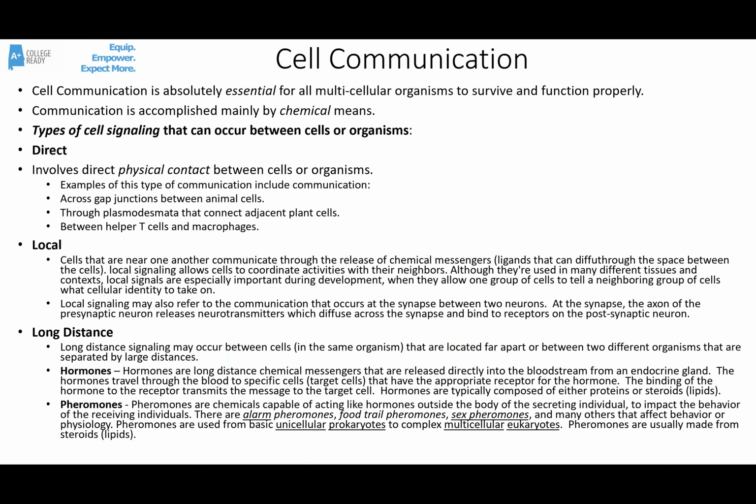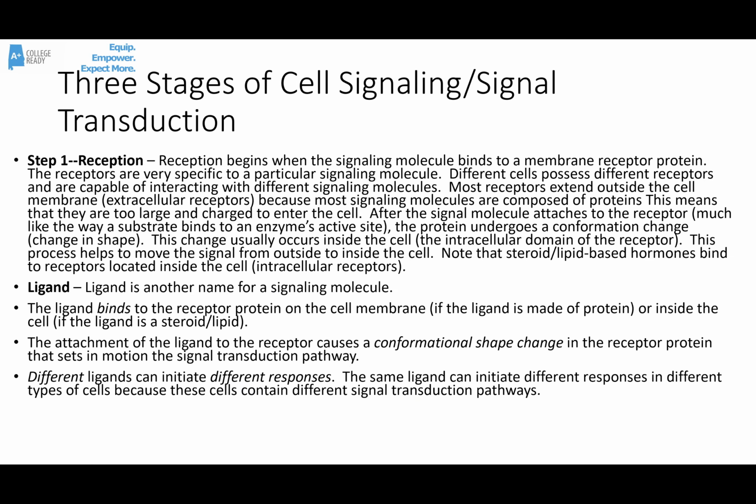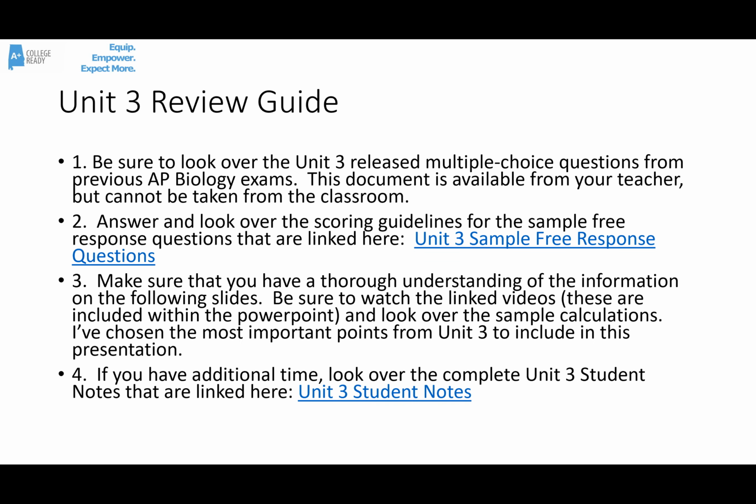So now let's talk about Unit 3. Unit 3 is the cell communication unit. Now let's look at a Unit 3 review guide first. As I've said in the previous two units, the most important thing you can do is look over the multiple choice questions from the released exams, get that document from your teacher, and go through every available question. That's the best thing you can do to prepare for this AP exam.